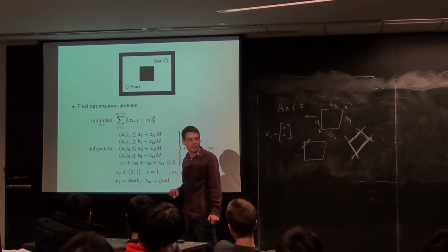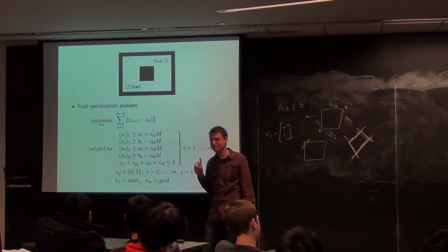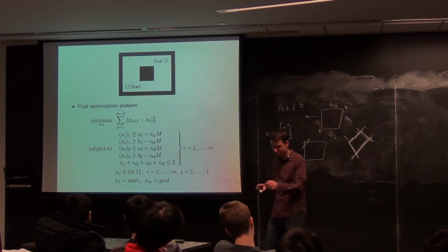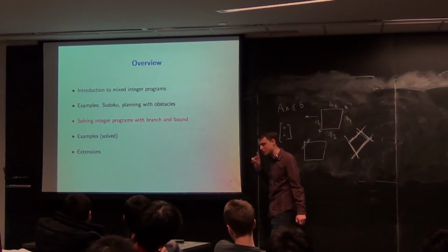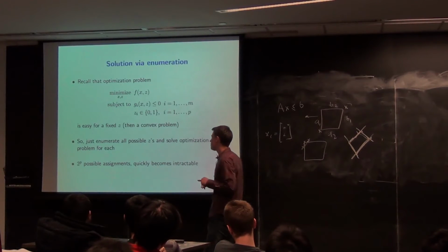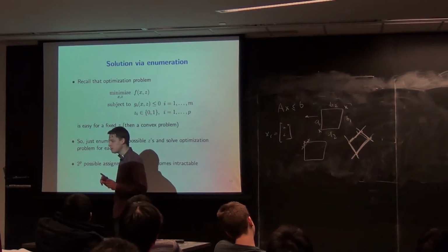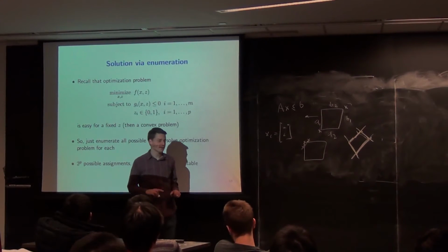Okay. So hopefully I convinced you now that these problems are at least interesting. Now let's talk about how to solve them. All right, let's talk about solving them. And we're going to solve them with an algorithm, as I said, that's called branch and bound. So to start off with, let's talk about the simplest possible way of solving these things.